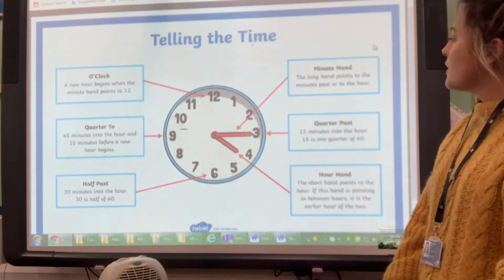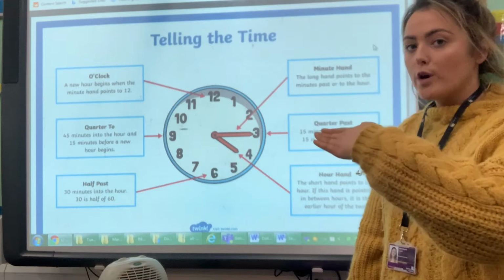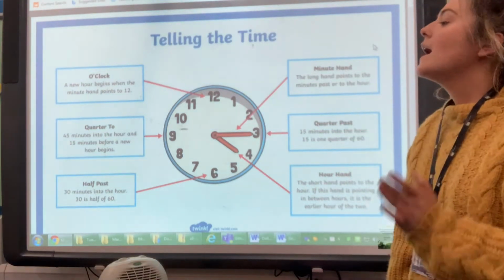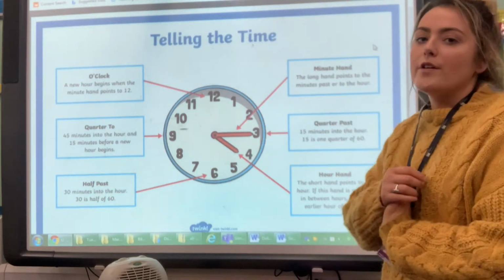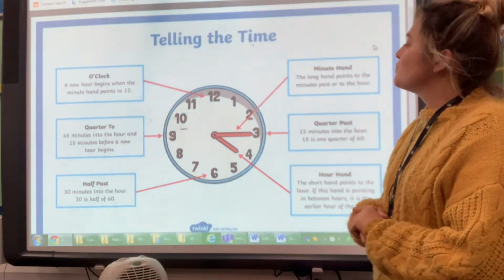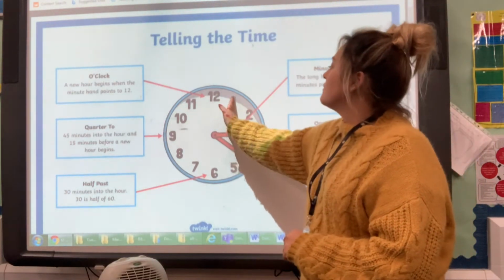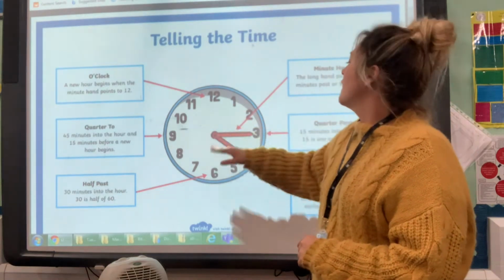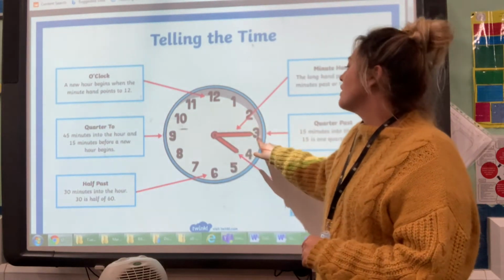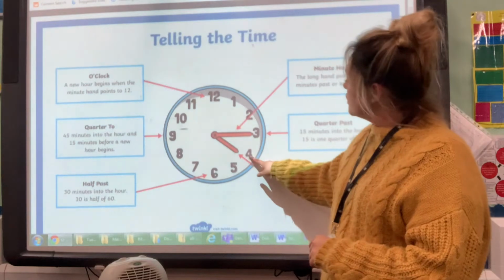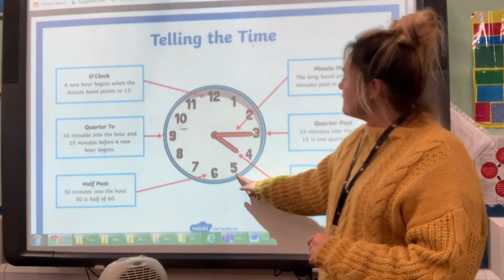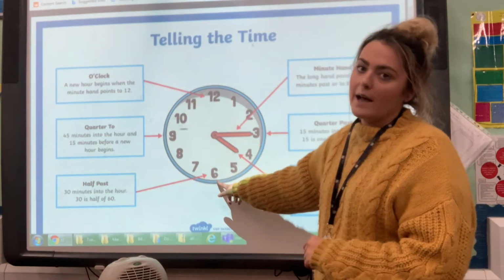So we've got those ones, we've got our o'clock, we've got our quarter past, our half past, and our quarter to. But for the rest, we just use the numbers. So knowing that each jump represents 5 minutes, if the minute hand was here, it would be 5 past. Then 10 past, and then we've got quarter past, 20 past, 25 past, and then half past.